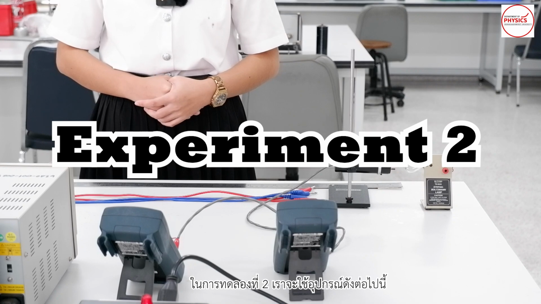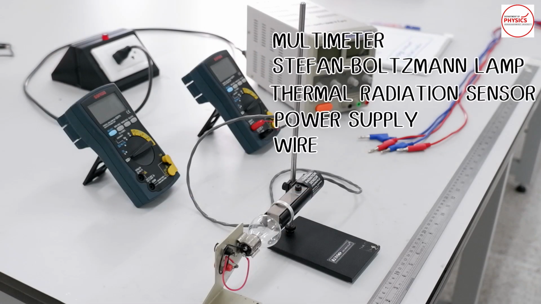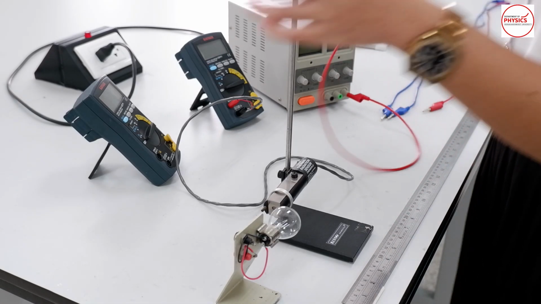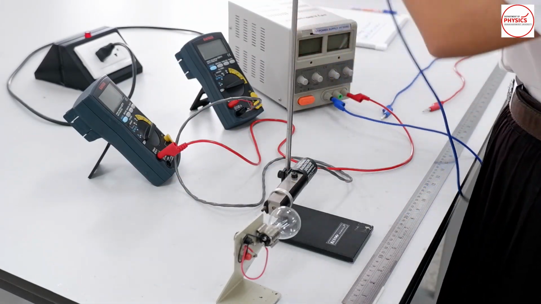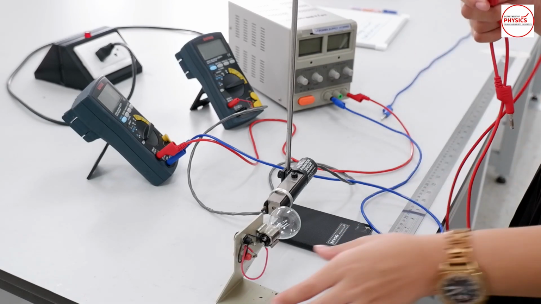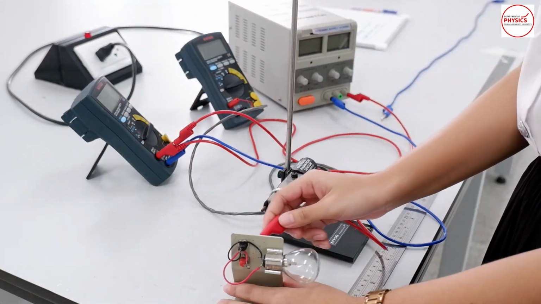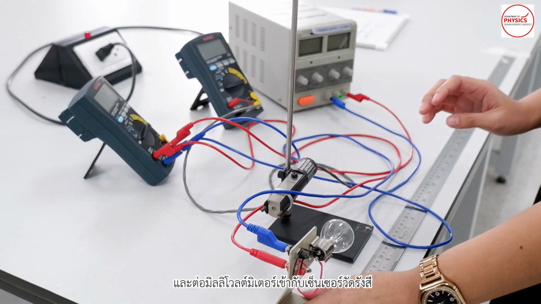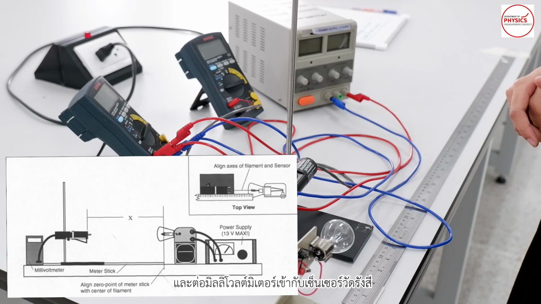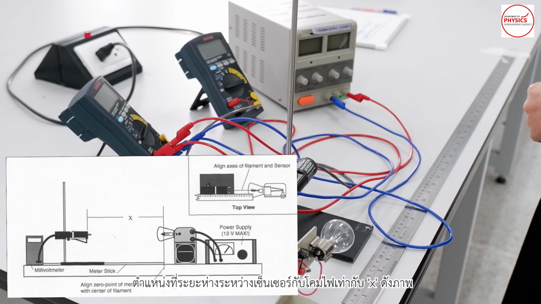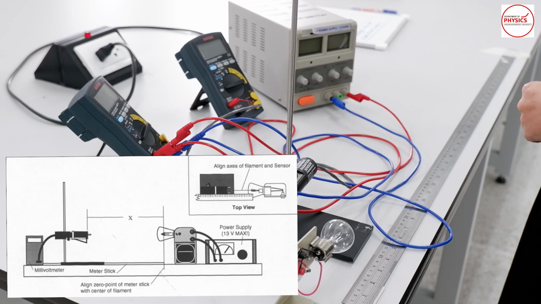Next, in Part 2, we will use the following equipment and set up the equipment like this. The power supply is connected to the Stefan Boltzmann lamp, and the multimeter is connected to the radiation sensor. Now just make sure to position them so that the distance between the sensor and the lamp is X, as you see in the image.